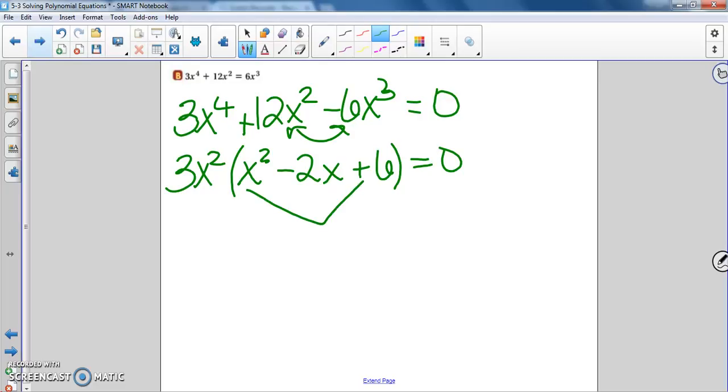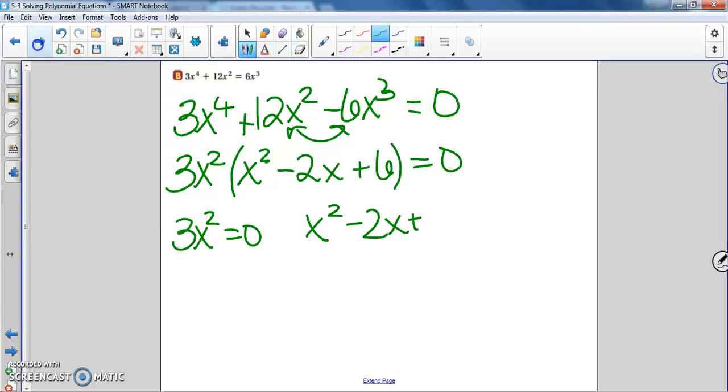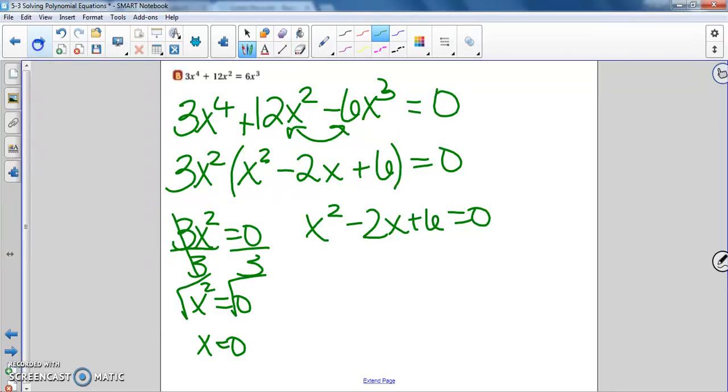Now I factor. Can I multiply anything to get 6 that adds to negative 2? And the answer is no. So this is not factorable. So I'm going to have to use my quadratic equation. So we have 3x squared equals 0 and x squared minus 2x plus 6 equals 0. Divide by 3. X squared is equal to 0. So x is equal to 0 because I square root both sides.